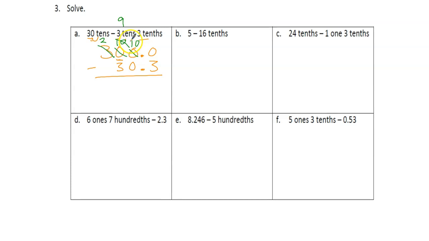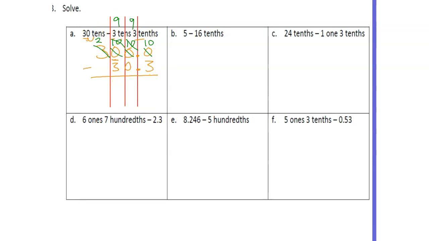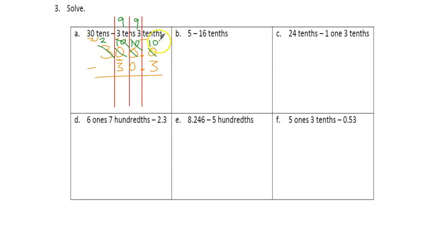Even if I was to do this, which we have to do, I'm going to rename it again. So now I'm going to take one of my ones, leaving me with 9 ones. I'm going to rename that 1 as 10 tenths. So now I have 10 tenths here. Let's draw in my place value units. All right, so we can see now we have 10 tenths minus 3 tenths. So 10 minus 3 is going to give us 7. Now we have 9 ones minus 0 ones. Don't forget your decimal. 9 ones minus 0 ones is 9. And we have 9 tens minus 3 tens is 6. And we have 2 hundreds minus 0 hundreds is 2. So there's our answer.